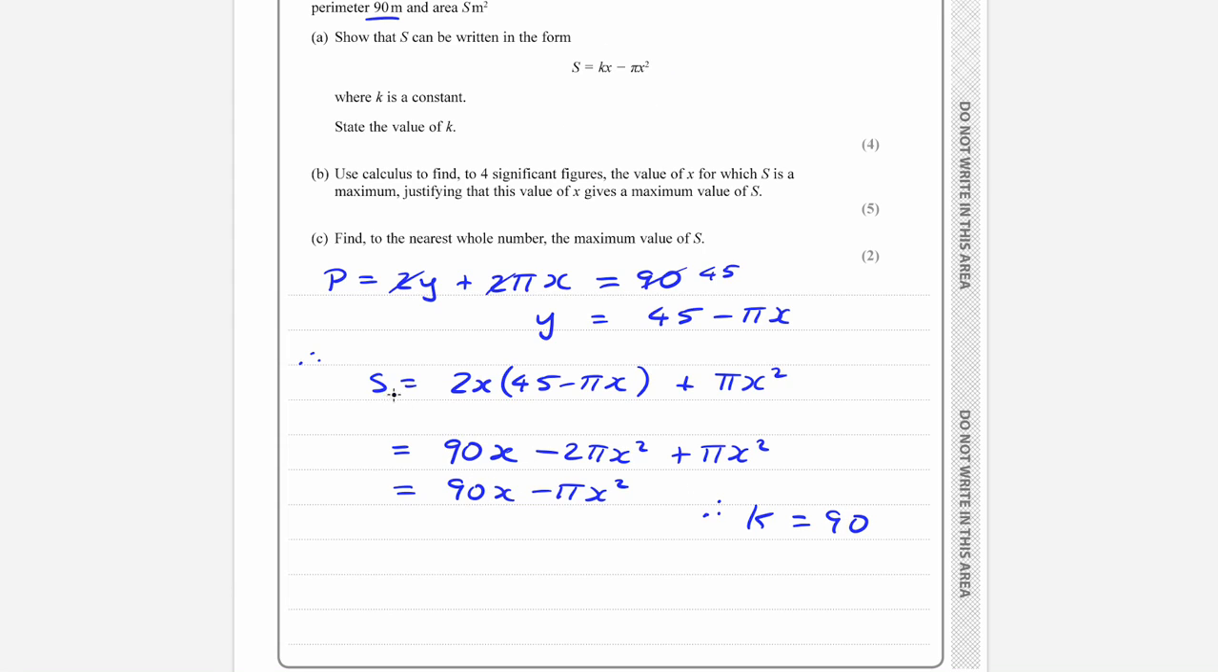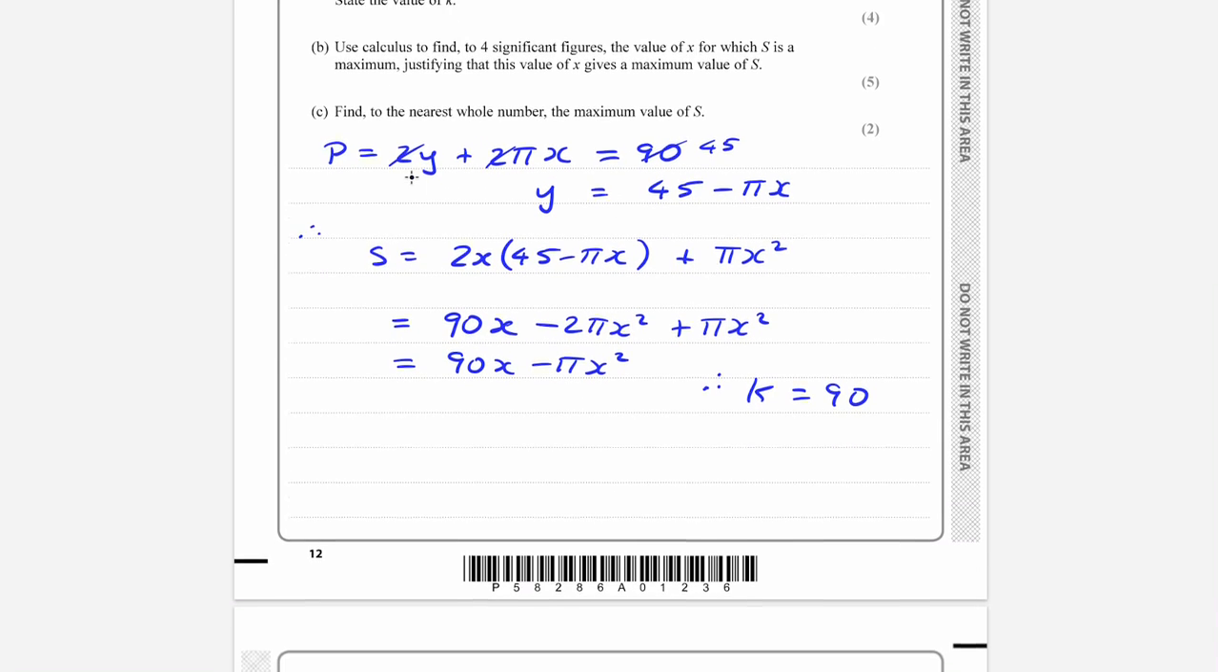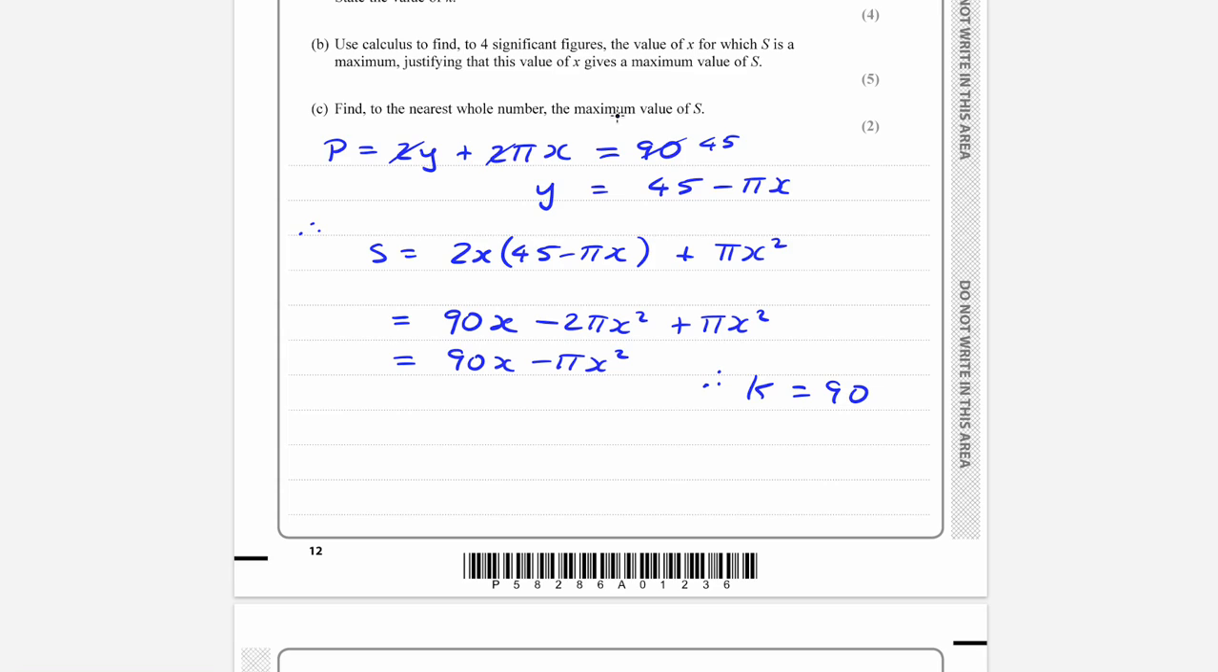Okay, then he says, use calculus to find, to four significant figures, the value of x for which s is a maximum. Justify that this value of x is a maximum value of s. When he says justify, guys, this means the second derivative, which should be negative if that's a maximum. We're doing part B now. If this is s, we get ds dx, the derivative of s with respect to x. So this becomes 90, because it's just 90x, and this will become minus 2 pi x.